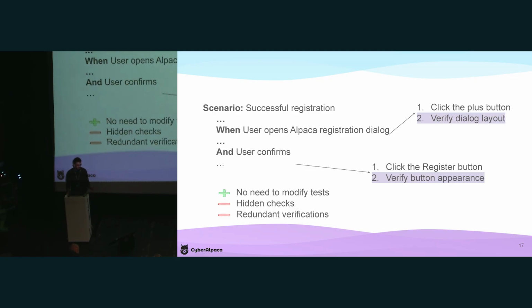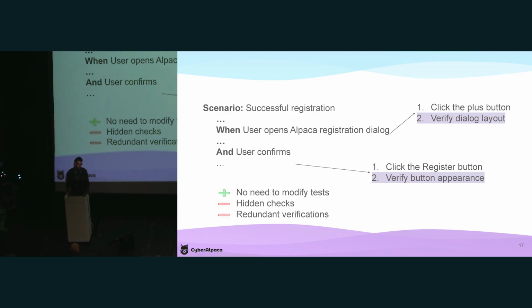For the action end user confirms, I made a mistake, and I realized that today, actually, the order of these steps should be different. So first, we should verify if the button looks as expected, and then we interact with the button, as clicking the register button closes the dialog, right? So after we close the dialog, it's no longer possible to verify if it looks all right. The benefit of such a solution is that we don't need to modify our tests.